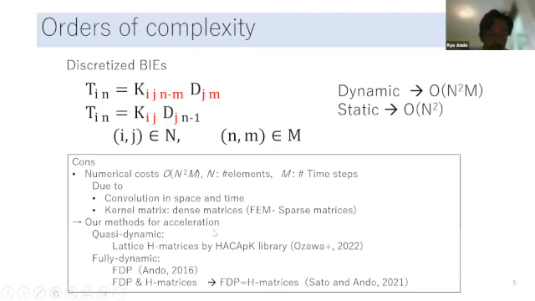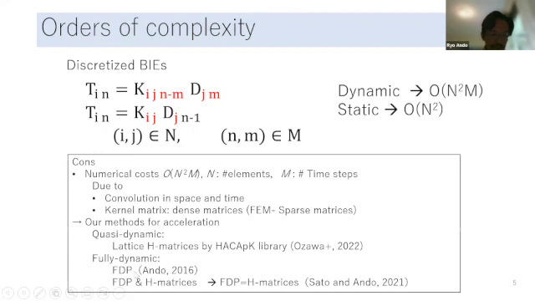So our method for accelerating that kind of thing is H-matrices, of course. For the quasi-dynamic case, we employed the lattice H-matrices accelerated by the Hakapuku library. And for the fully dynamic cases, these results were recently published.